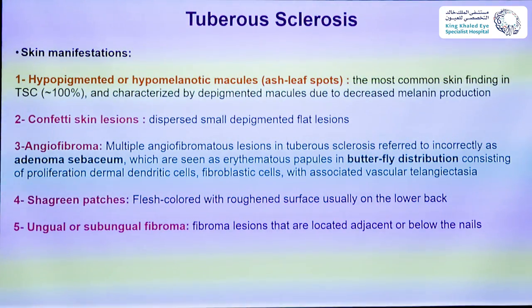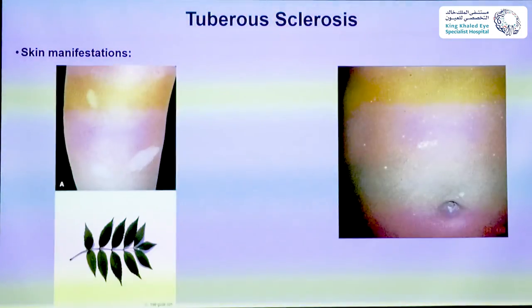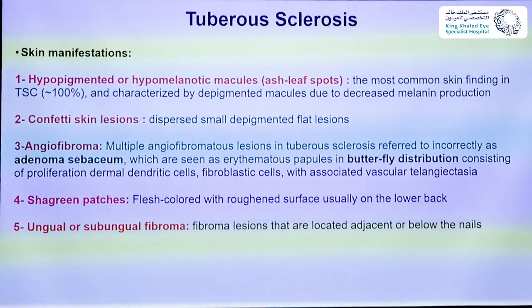Skin manifestation can happen with hyperpigmented or hypomelanotic macules, which are called ash leaf spots. This is the most common skin finding. It's just like the café-au-lait spot, but it's like the white version. Confetti skin lesions are like the ash leaf spots, but dispersed. They are small and depigmented. They are much, much more prevalent than hyperpigmented macules if they develop.